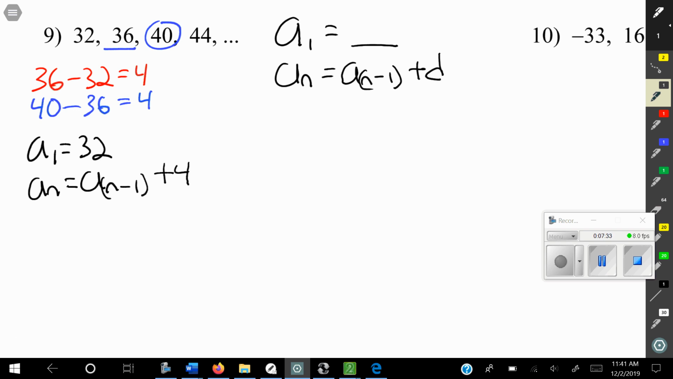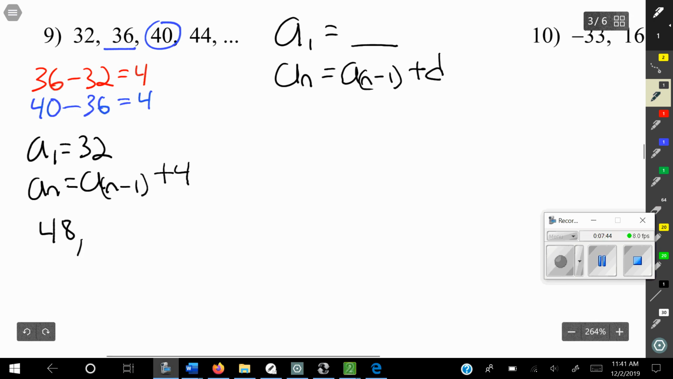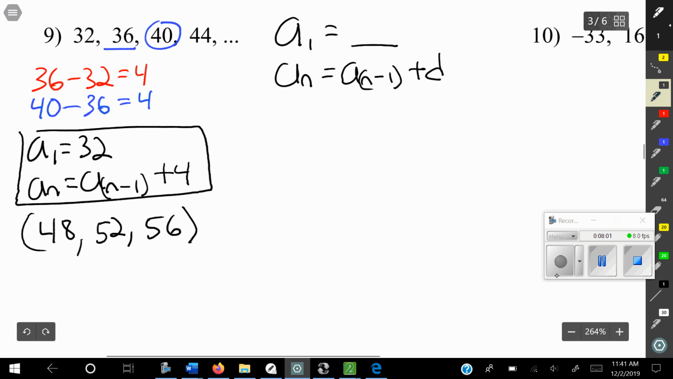And since I'm adding 4 to each term, to get the next 3 terms, all you have to do is add 4 to 44, which will get you 48. And then add 4 to 48, and that's going to get you 52. And then add 4 to 52, and that'll get you 56. So that's the next 3 terms.